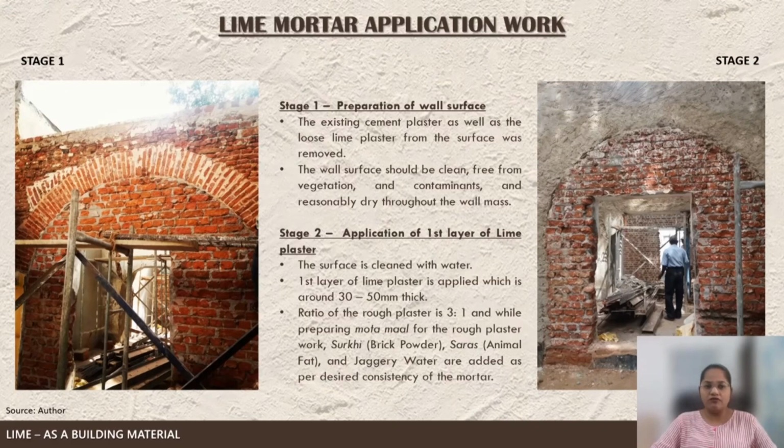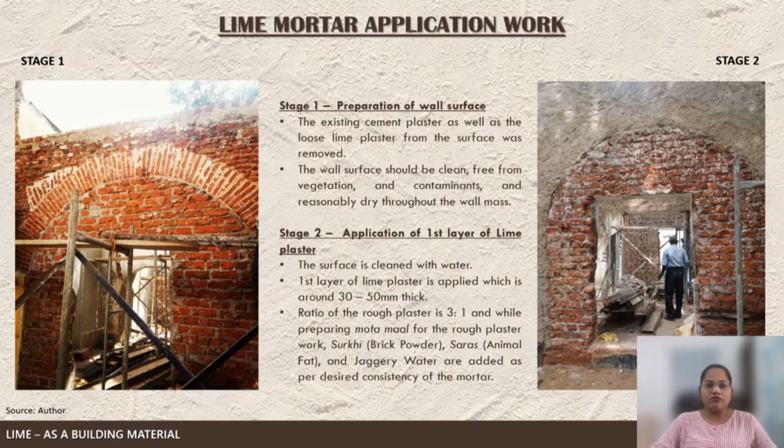First, remove the existing cement plaster from the surfaces. Make sure that the wall surfaces are clean, free from vegetation, and dry throughout the entire mass. Then the second step is application of the first layer of the lime plaster. The surface has been cleaned with water. The first layer of lime plaster is applied, which is around 30 mm to 50 mm thick.